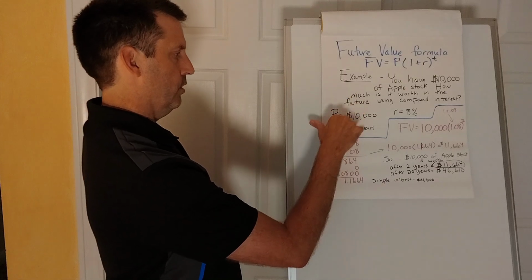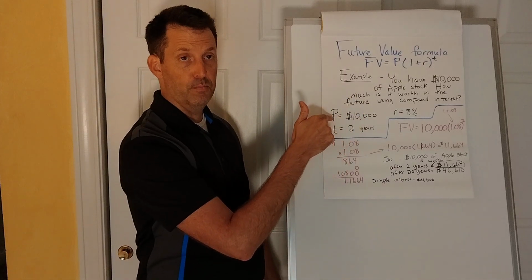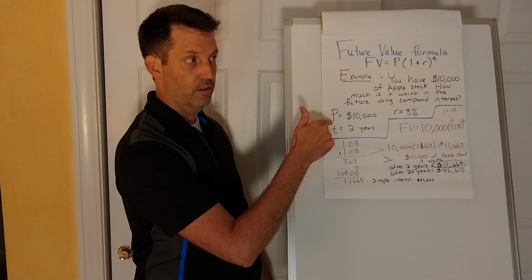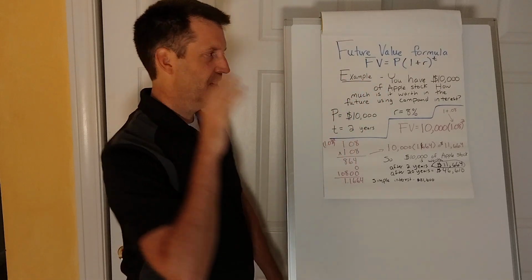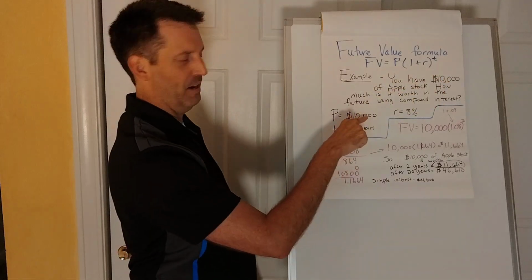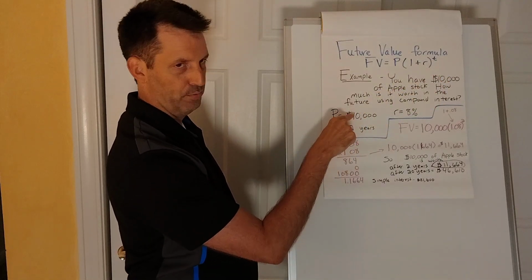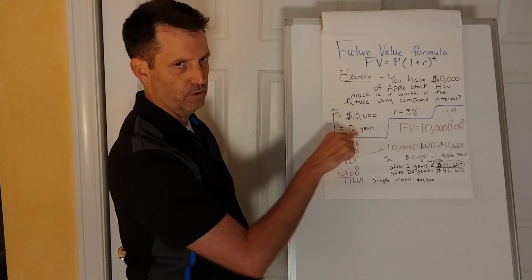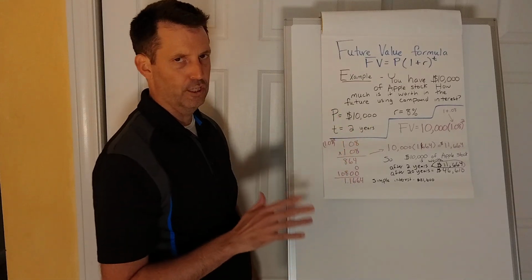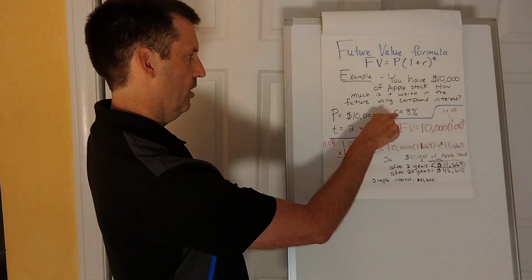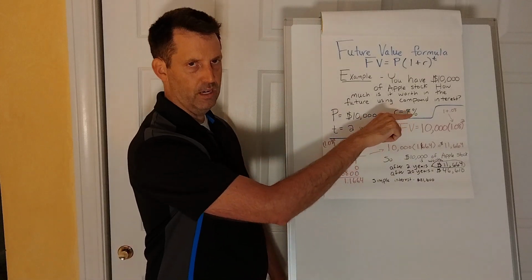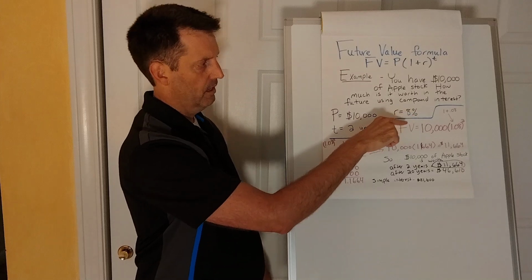So your P is the principal. How much money are you starting with? That's right, $10,000 is the amount you're starting with. That's the principal. The T, we're going to do this over 2 years, and we'll also look at 20 years towards the end of the video. R is the rate of return you're going to get on it.